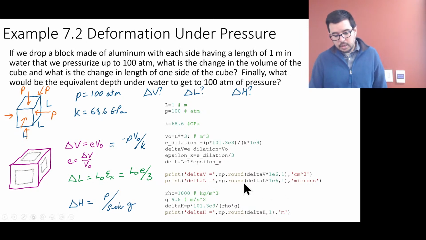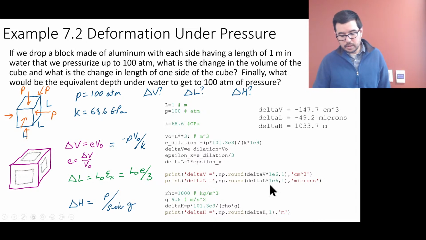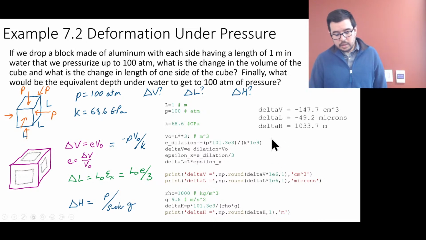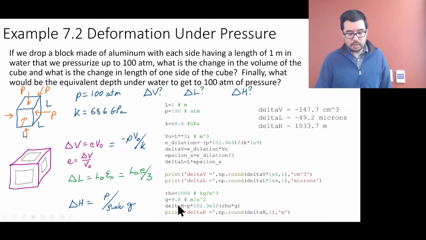Okay, and then same thing with the epsilon x. We want to maybe convert to something that we can see a little more easily, so we can write it out as microns. So we're going to multiply by 1e6. And down here, when we do our calculation for the delta H, we also can plug in appropriate units and conversions. Any questions on this?